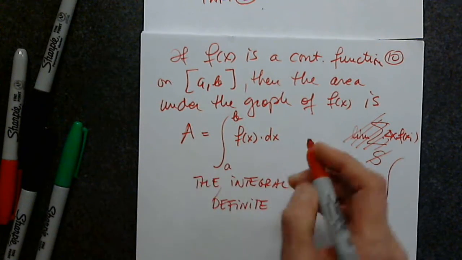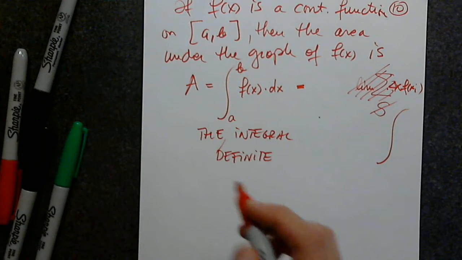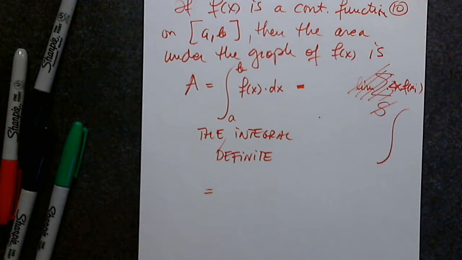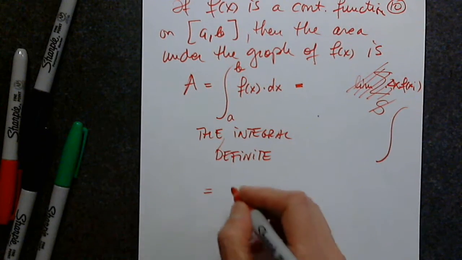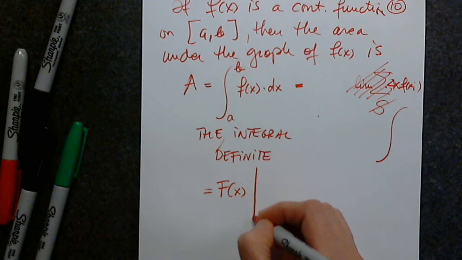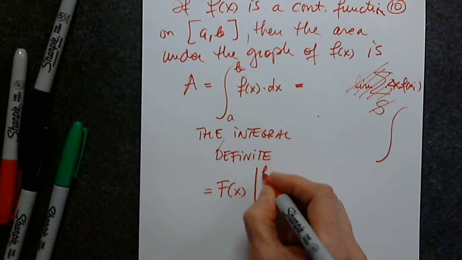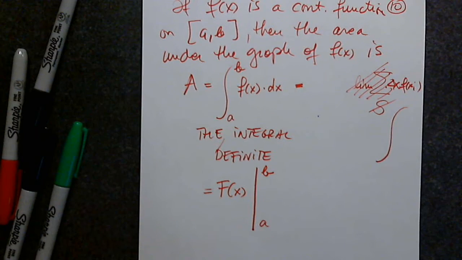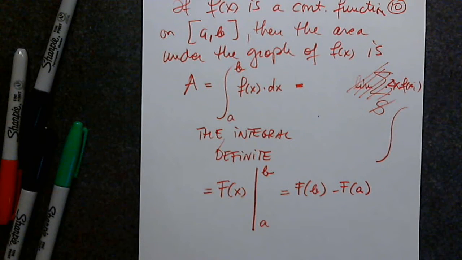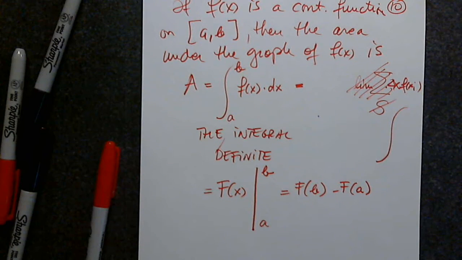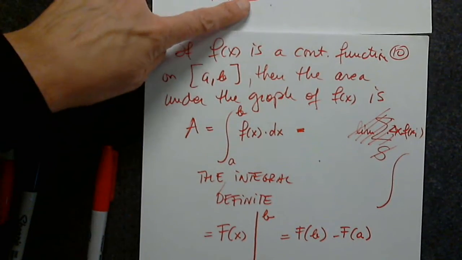How do I calculate this? This equals, what is the antiderivative of f of x denoted? Big F. Thank you. A vertical bar from a to b. And this will always equal F of b minus F of a. Seems easier. It is way easier. So this is fundamental theorem of calculus part 2.